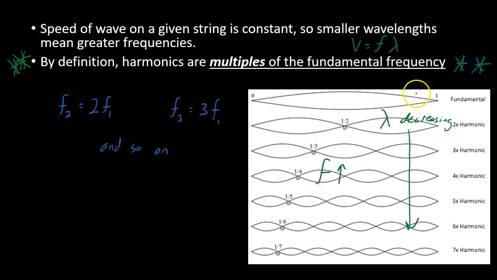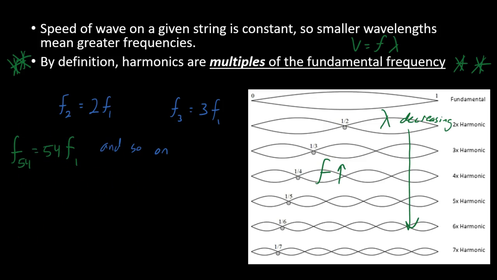In fact, by definition, this is an important thing to know. The harmonics are multiples of the fundamental. What I mean by that, the second harmonic is, by definition, 2 times the fundamental, the first harmonic. The third harmonic is 3 times the fundamental. Whatever the 54th harmonic is, it must be 54 times the fundamental, the first harmonic. That can be helpful to recognize.